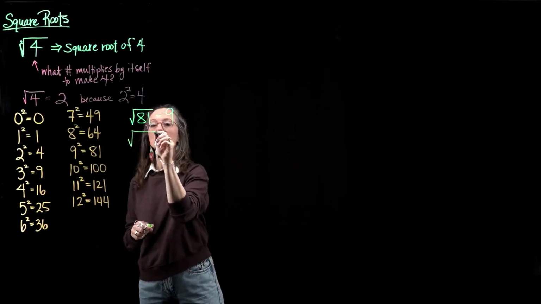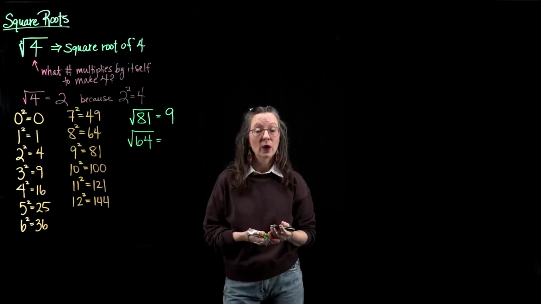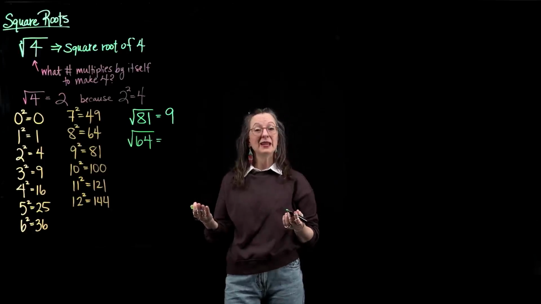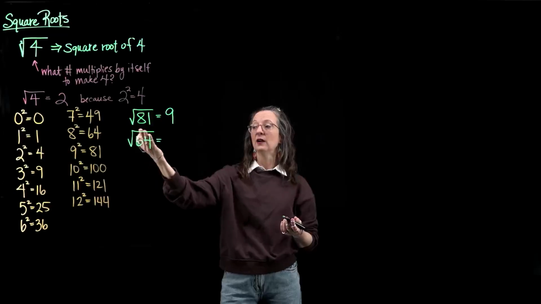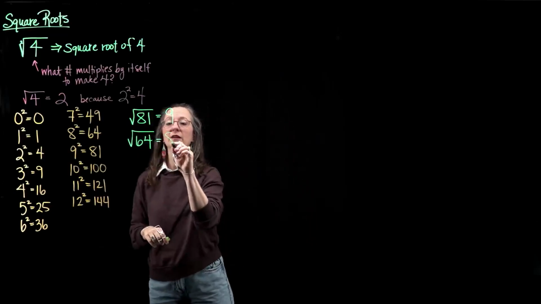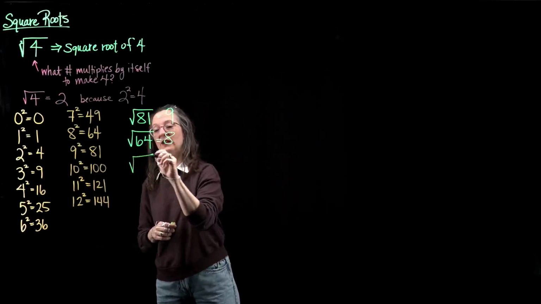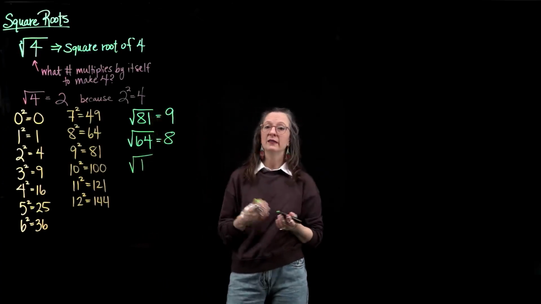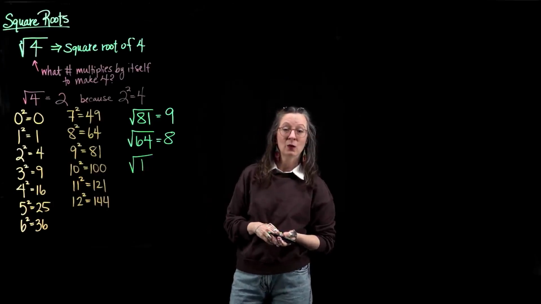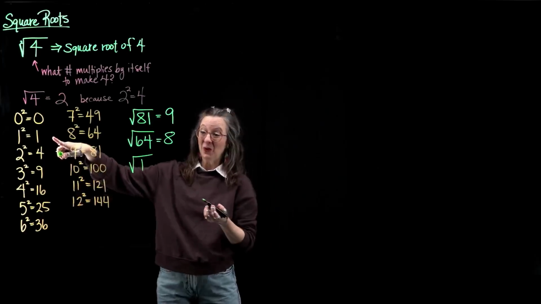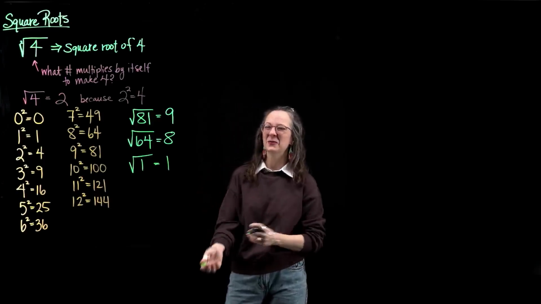Similarly, if I were to write square root of 64, we'd ask ourselves, what number multiplies by itself to make 64? Well, 8 squared is equal to 64, so square root of 64 is just 8. What if I asked you for the square root of 1? That could be a little tricky. So what number multiplies by itself to make 1? Well, just 1. So the square root of 1 is 1 because 1 squared is equal to 1.